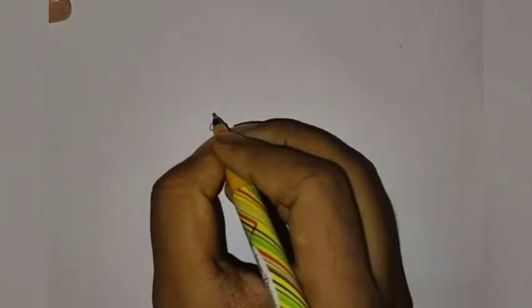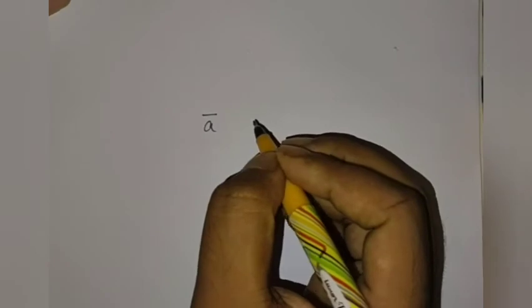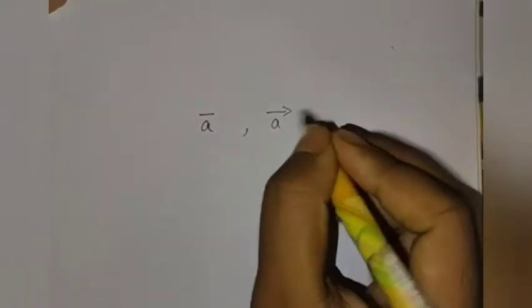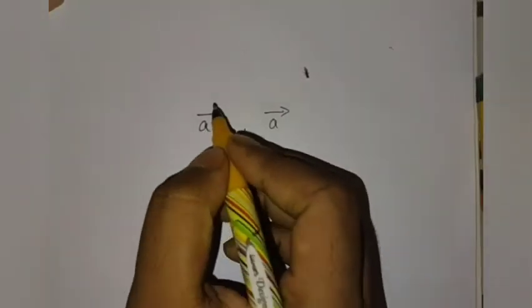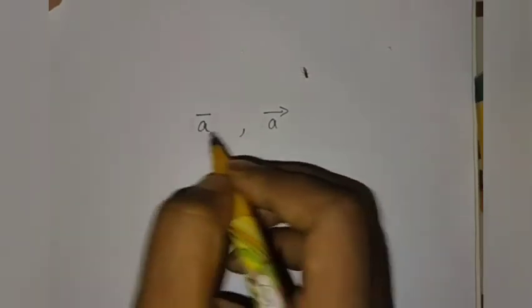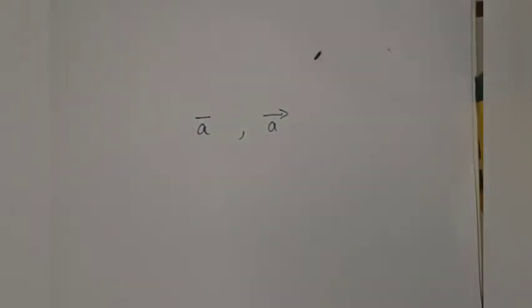How do you denote a vector? For any quantity, let's say a, if it's a vector quantity, it is simply denoted by a bar upon its head. So if any quantity has a bar upon its head, it's a vector quantity. It is also written as an arrow, but in common usage you can simply use a bar upon its head, and that's how you denote a vector quantity.